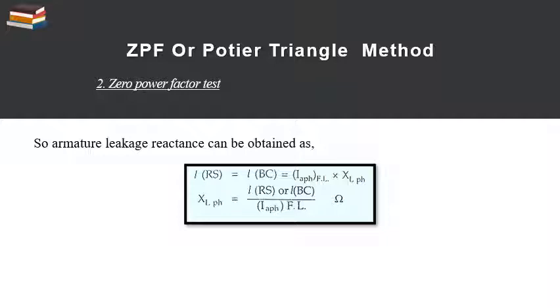So, XLPH means phase value of leakage reactance is equal to length of RS or length of BC divided by IAPH full load. This is nothing but a Potier reactance. तो यही हमारा Potier reactance है जो कि हम ग्राफ से बहुत ही आसानी से फाइंड आउट कर सकते हैं.